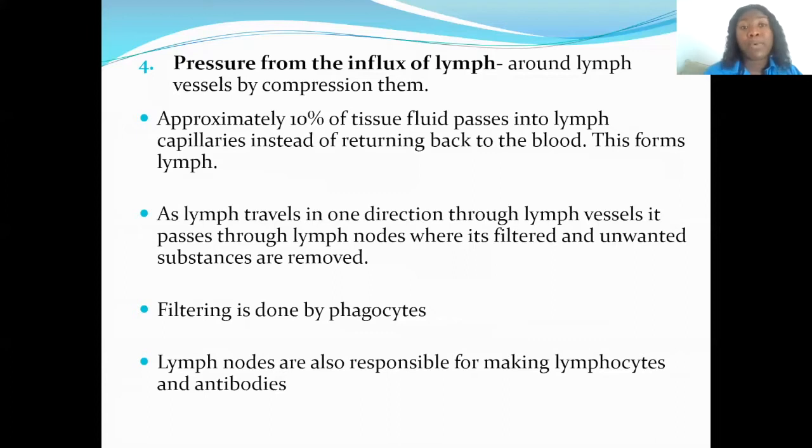So approximately 10% of tissue fluid passes into lymph capillaries instead of returning back to the blood. This forms what we call lymph. As lymph travels in one direction through the lymph vessel, it passes through lymph nodes where it is filtered and unwanted substances are removed. The filtering is done by phagocytes, which, as we know, is a type of white blood cell. Lymph nodes are also responsible for making another type of white blood cell called lymphocytes, and antibodies.